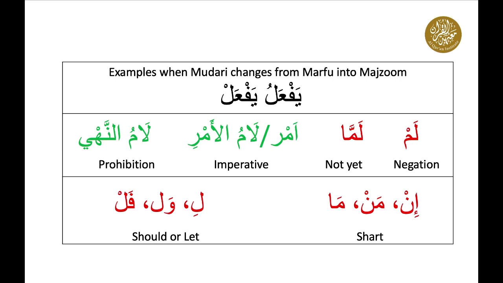On the last row, there are 6 harf or particles. The first 3 are in, man, ma. They are conditional particles, harful shart. And finally, the last 3 particles or harf are li, wal, fal. They will give the meaning should or let. So what we need to do here, we need to memorize this chart.